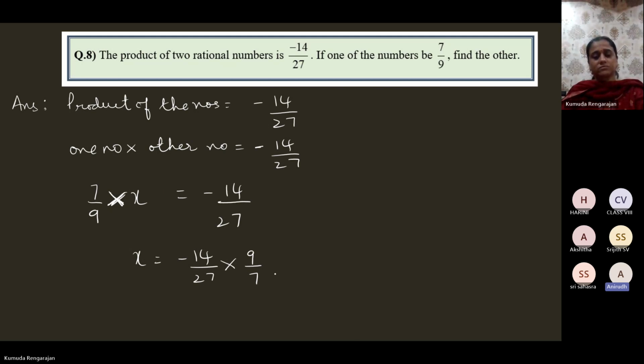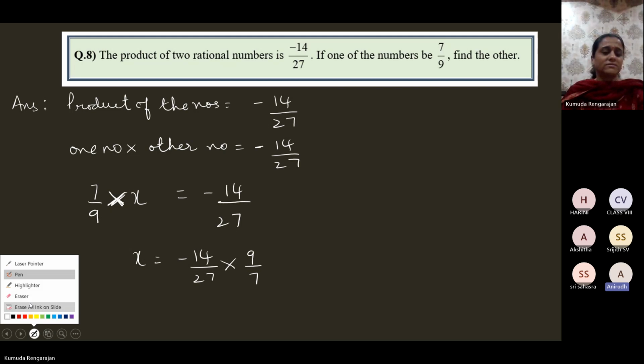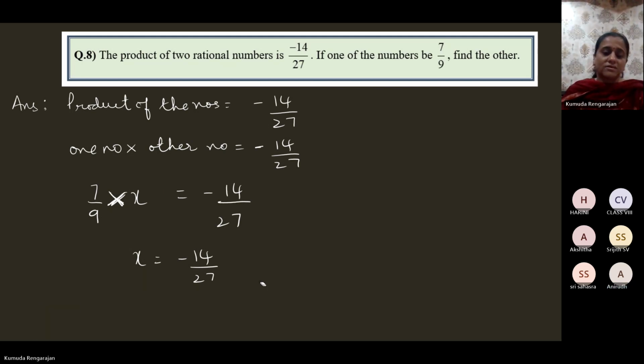Ma'am, you missed a step, because it will come like minus 14 by 27 divided by 7 by 9 and then this step. Okay.